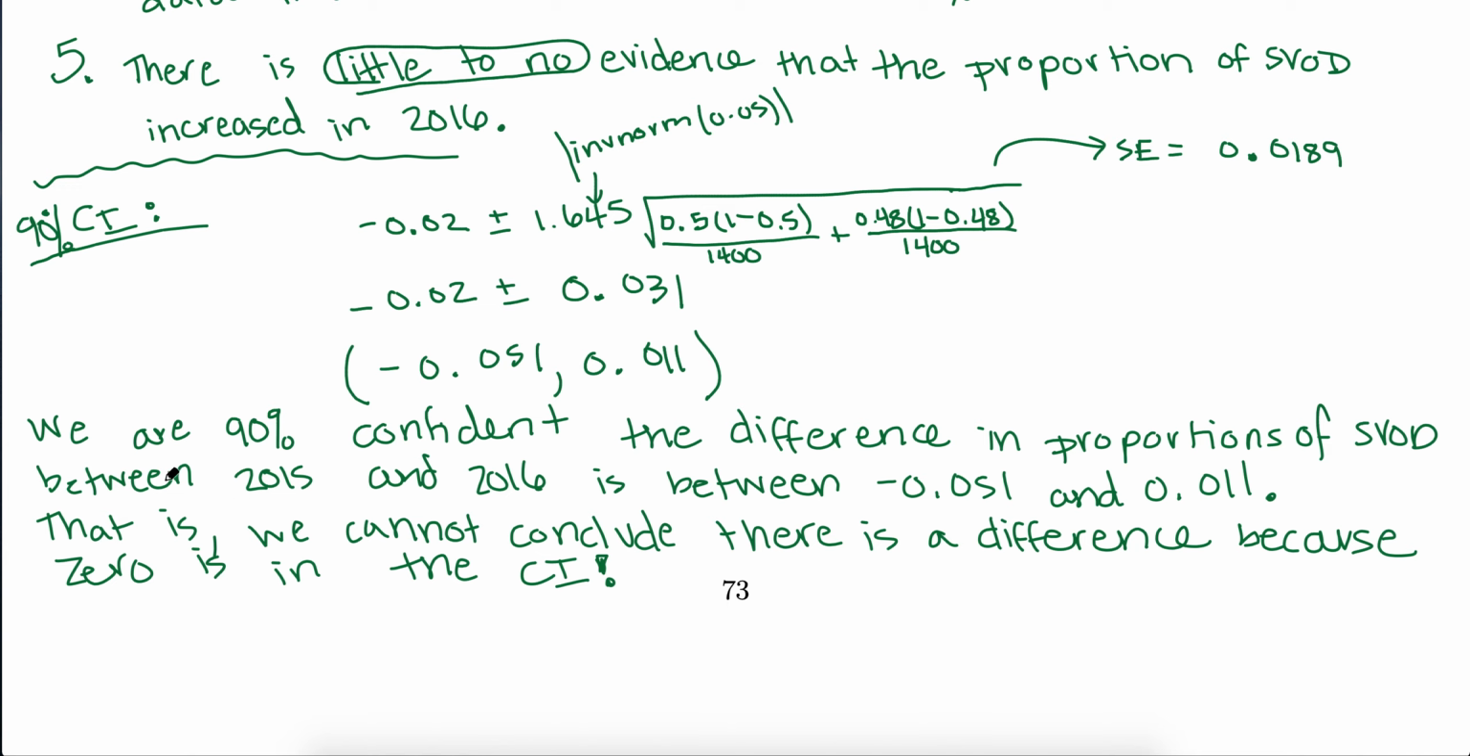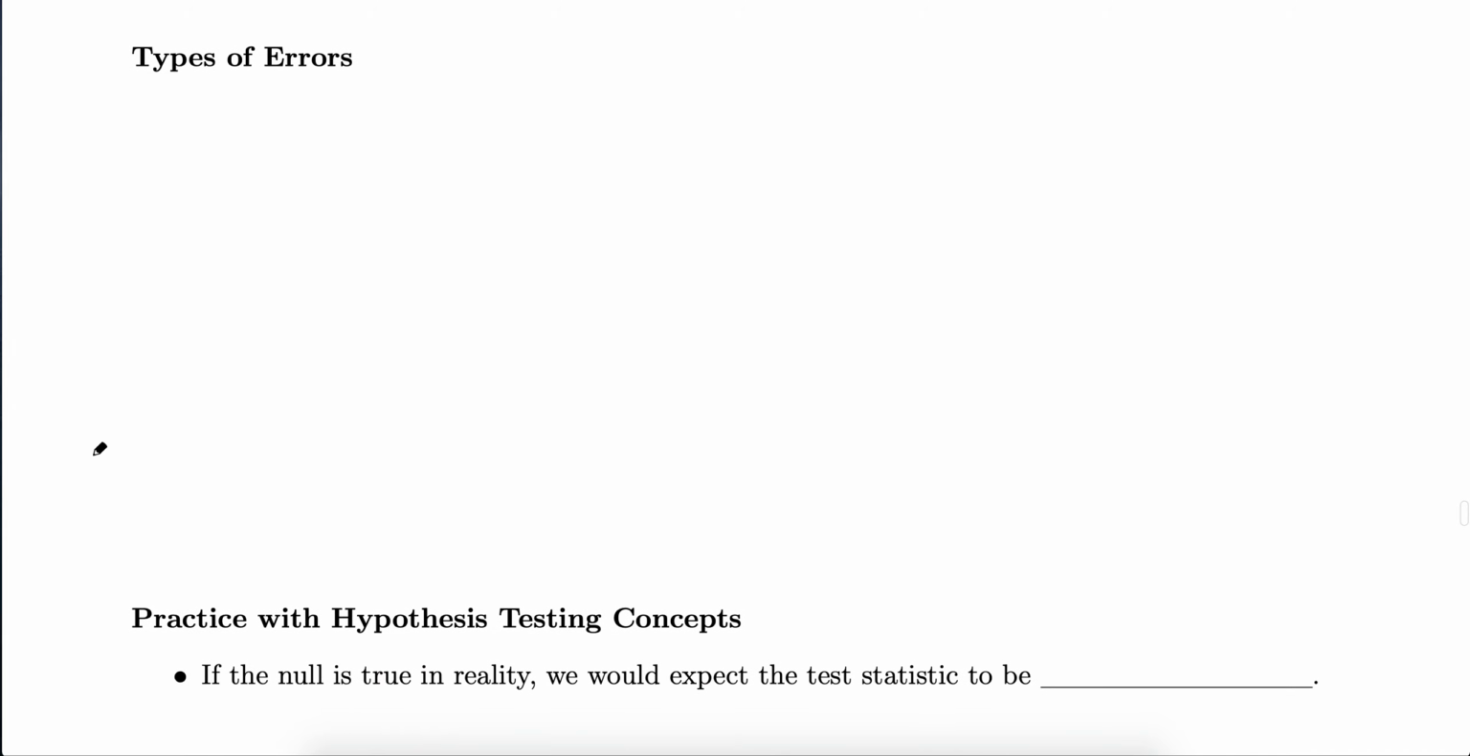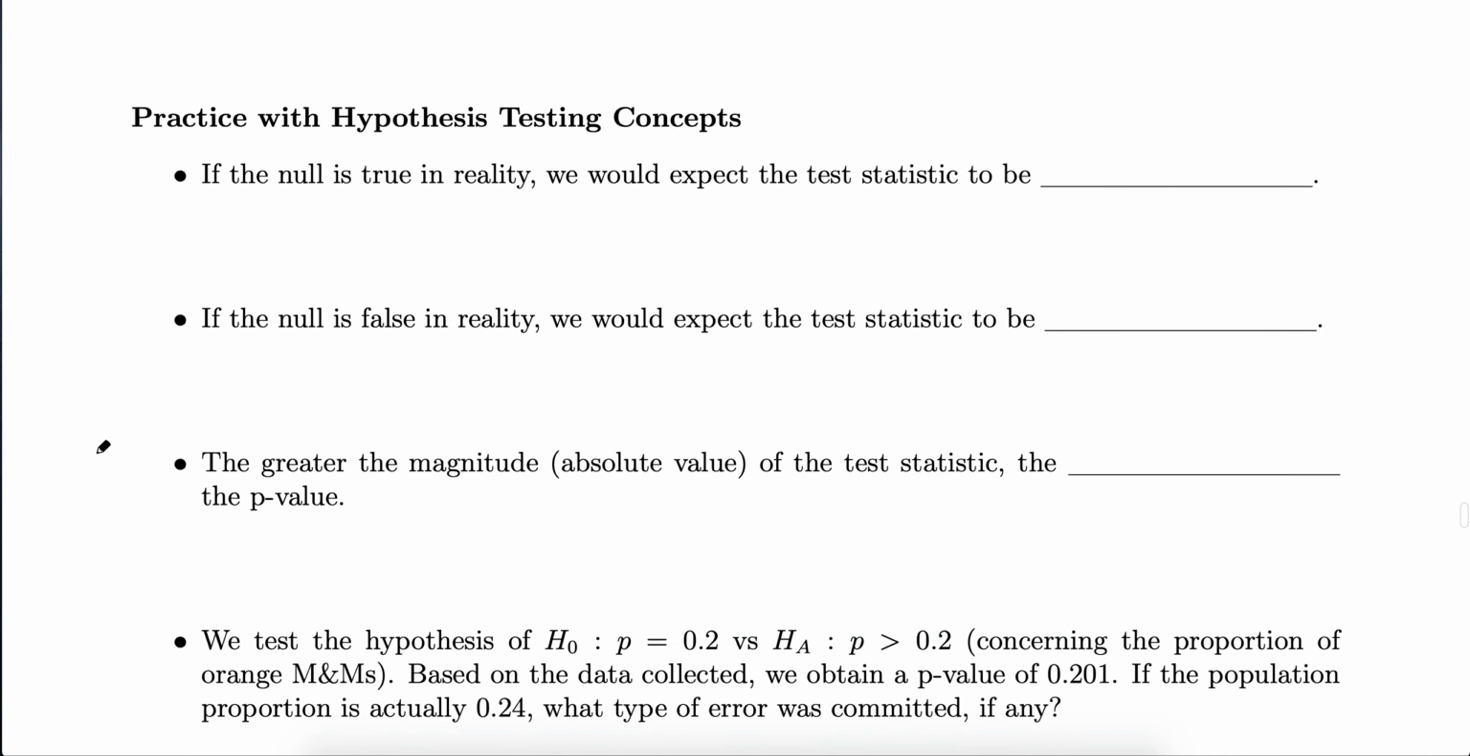So interpreting that, we are 90% confident the difference in proportions is between, and go ahead and write the negative down, negative 0.051 and positive 0.011. And again, that sounds kind of weird, and that's fine. That means we cannot conclude there's a difference because we have 0 in our confidence interval. So I hope one more example was helpful, and hopefully you guys did pretty good on your own. Let's check out the next page to kind of wrap up some closing thoughts here.